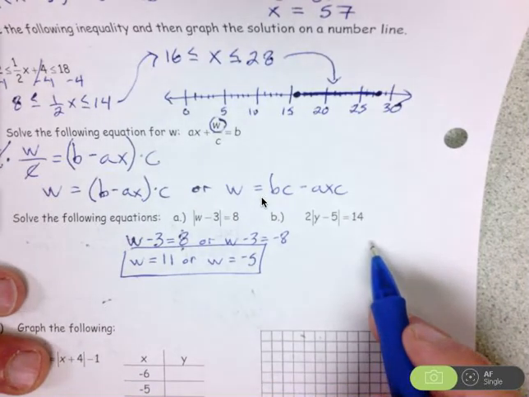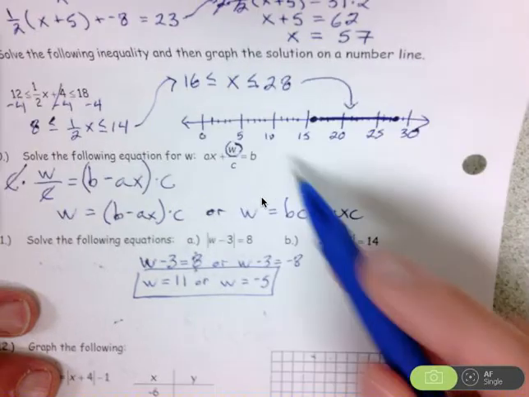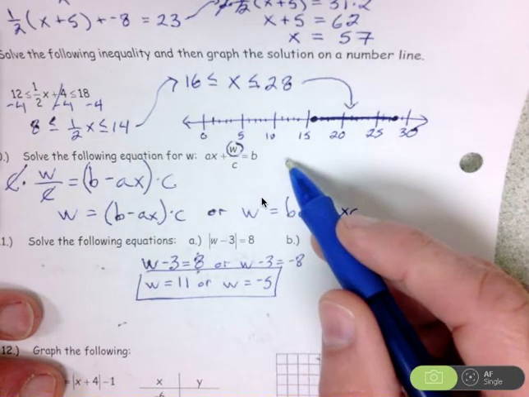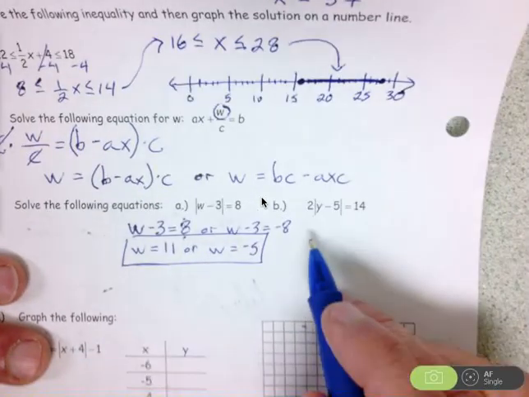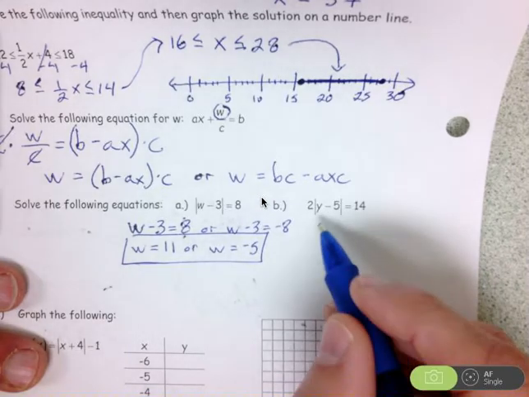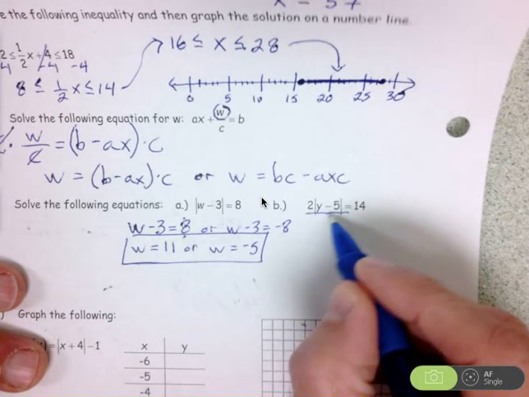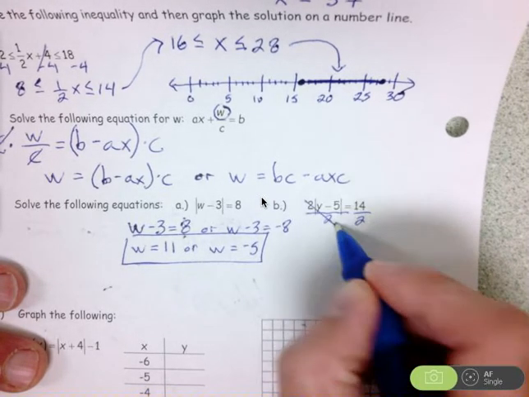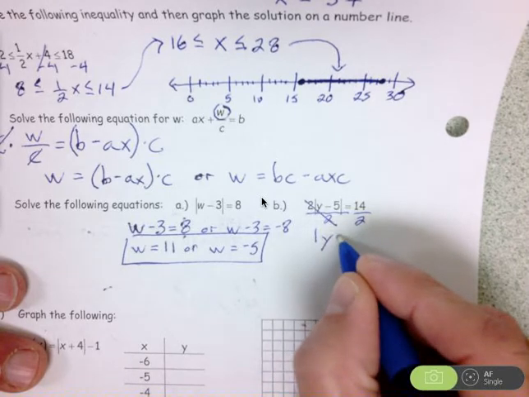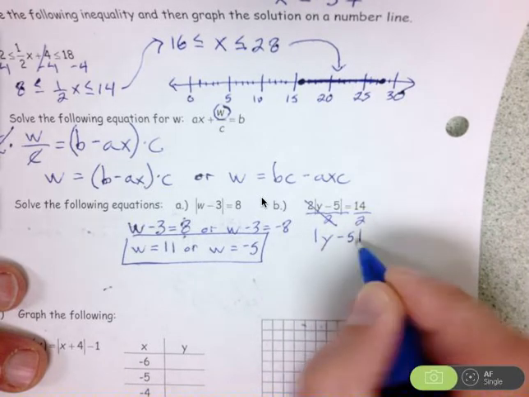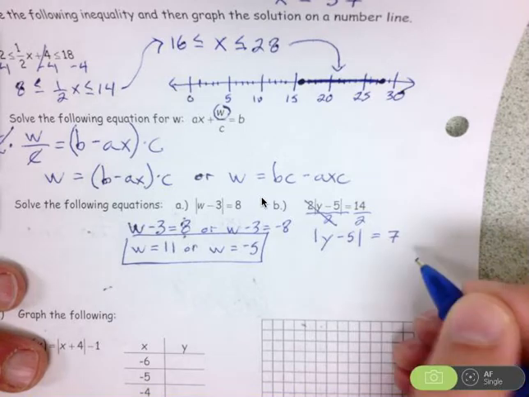It's just that before we break up our expression into two cases, we should isolate the absolute value. So like in number 10, we isolated W. We got it by itself. Same thing in number 11. I want to isolate by dividing both sides of my absolute value equation by 2. So the absolute value of the quantity y minus 5 is going to equal 7.